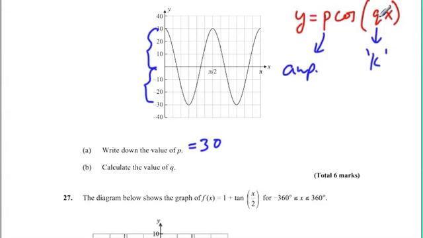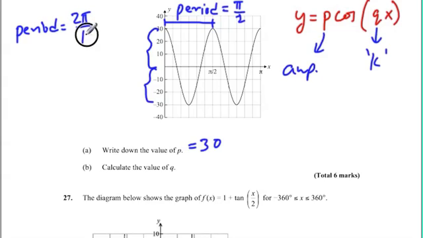So in order to calculate the value of q, which is the compression factor, we need to know what the period is equal to. So this goes from 0 to pi/2. So the period in this case is equal to pi/2. Okay? So if the period is equal to pi/2, remember, the equation of the period is equal to 2 pi over k. And we said our k in this case is q, so it's really 2 pi over q. We've determined our period to be pi/2, so really it's just pi/2 is equal to 2 pi over q.